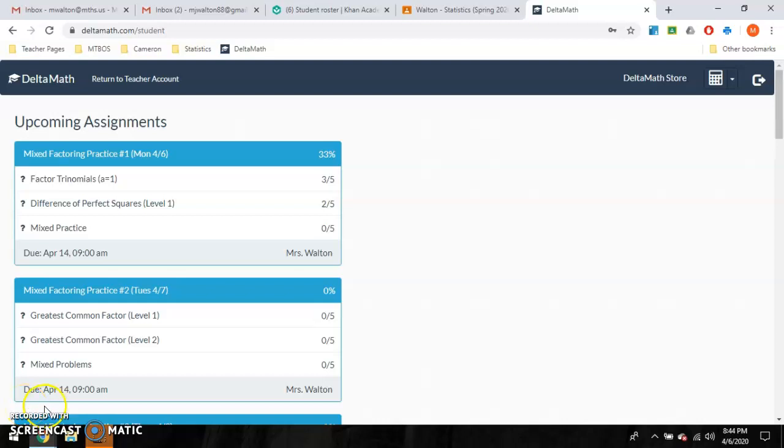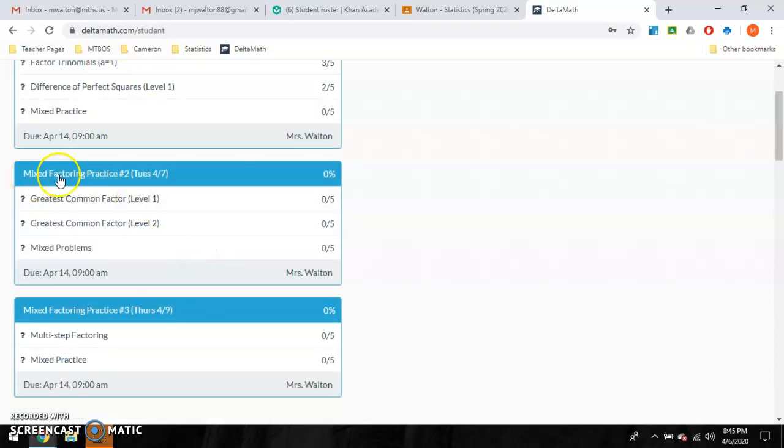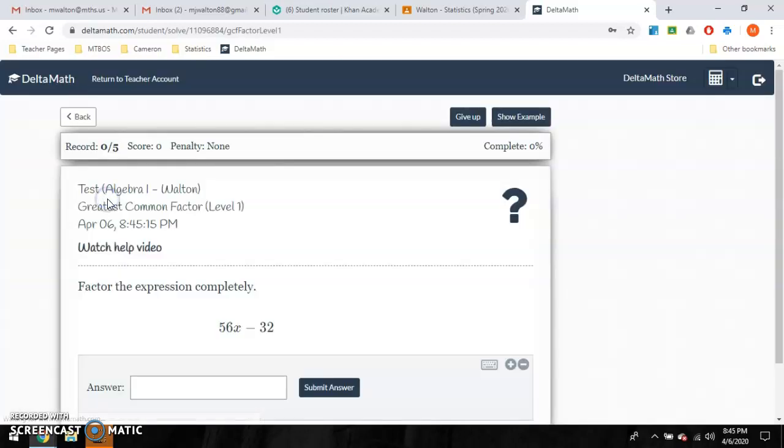Hey friends, we are on day 2 of mixed factoring practice. I just wanted to take the opportunity to go through a few problems with you to make sure you guys are on the right track. So you should have finished this for Monday, and now we are on Tuesday for the mixed factoring practice. And we have greatest common factor level 1. That is where I'm going to start.